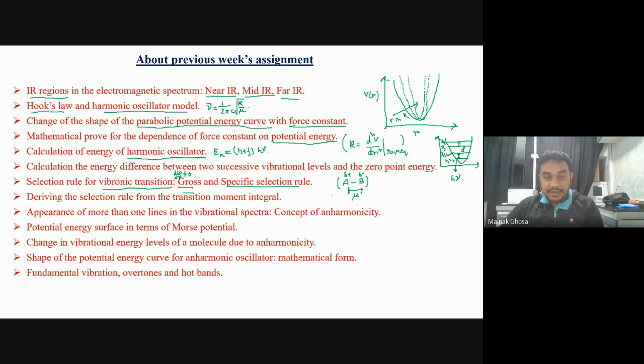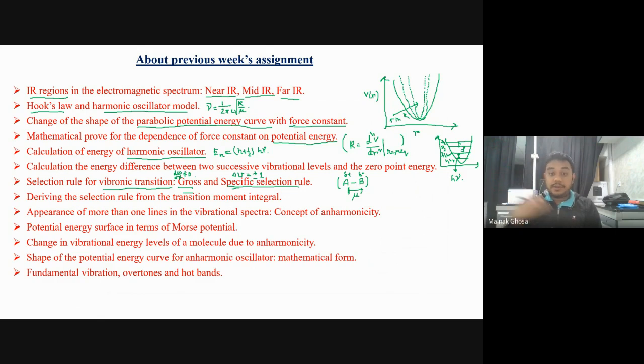Then another selection rule is the specific selection rule, which says that your delta v should be plus or minus 1. It is a specific selection rule. That means there should be a change in the vibrational quantum number by 1 unit. That means transition from v equals 0 to v equals 1 is allowed.